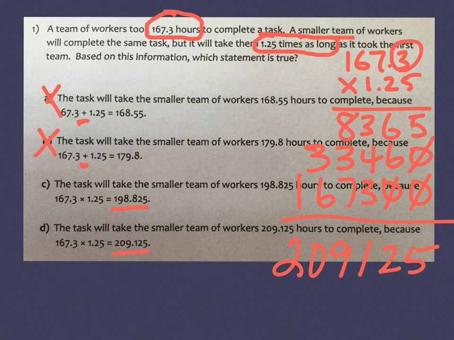I have one number to the right of the decimal here, 2 here for a total of 3. So I need 1, 2, 3 numbers to the right of my decimal. I get 209.125, which matches answer D. The task will take the smaller team of workers 209.125 hours to complete, because 167.3 times 1.25 equals 209.125. And that's true.